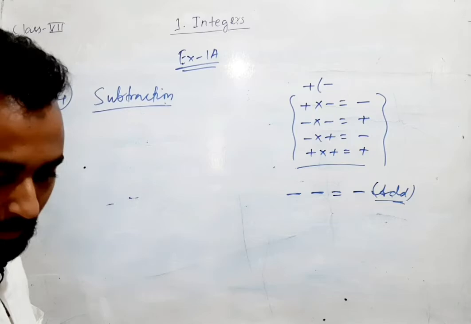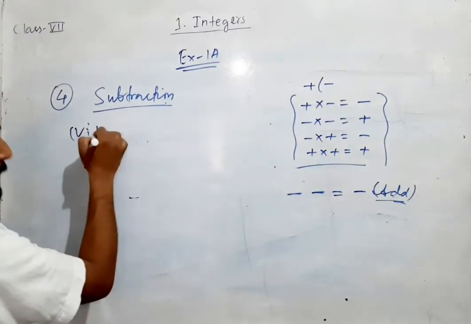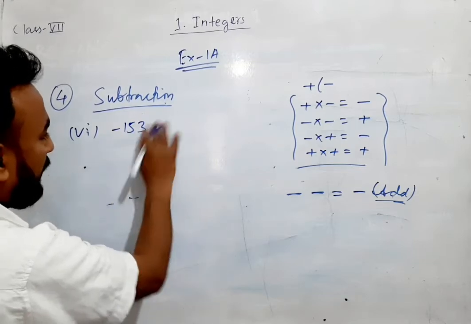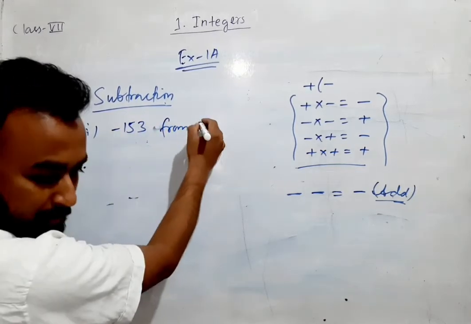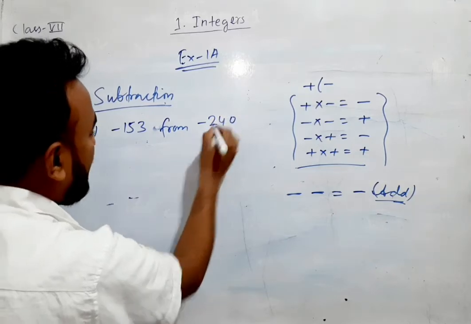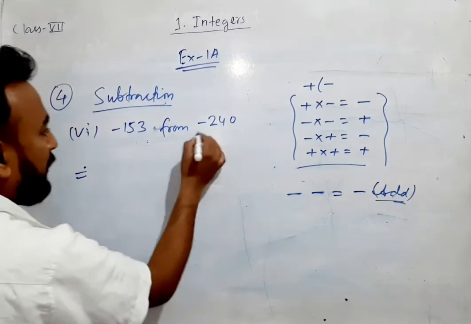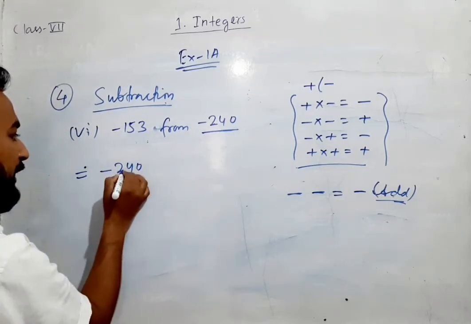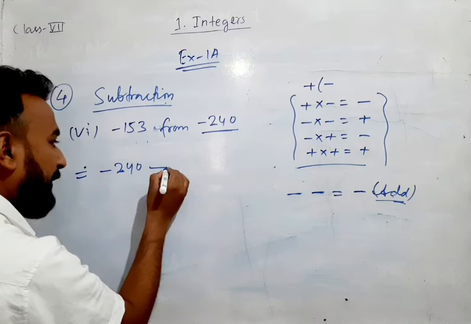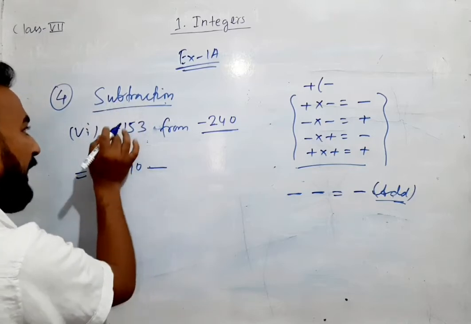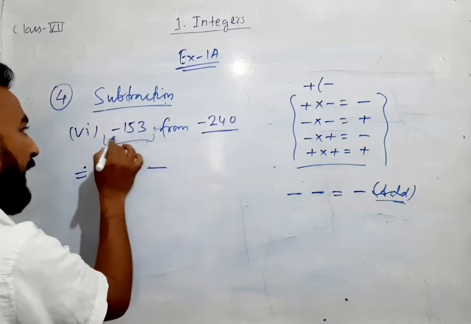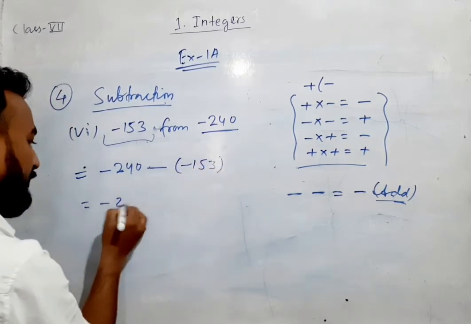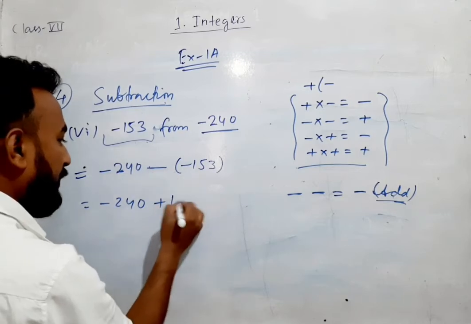Subtract 153 from 240. See, after "from" you have to write 240 on the left side, and for subtraction you have to put a negative sign because you have to perform subtraction here. And which is to be subtracted? Minus 153 is to be subtracted. So here minus 240 and minus into minus plus 153.